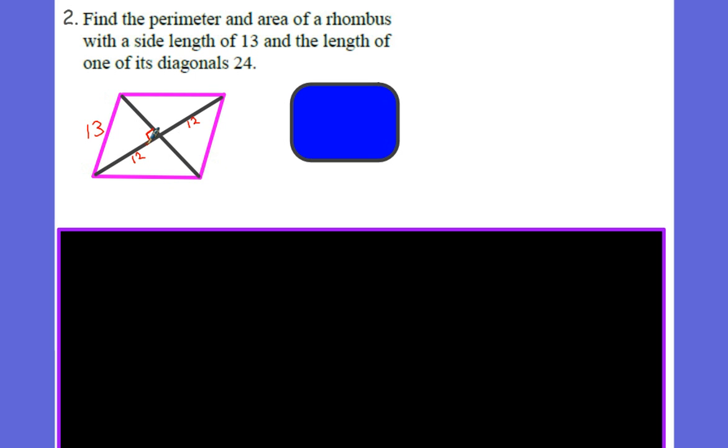So let's do a little Pythagorean theorem off to the side. We can do 12 squared plus, let's just call this b, plus b squared equals 13 squared. Go ahead and simplify that on your own. It simplifies down pretty nicely. We end up taking the square root of 25, so b equals 5.